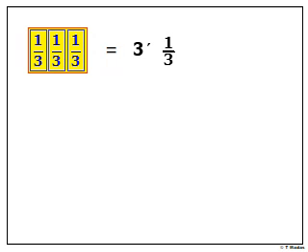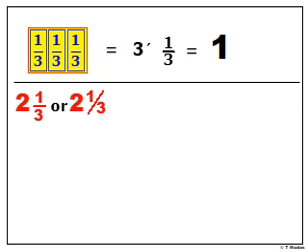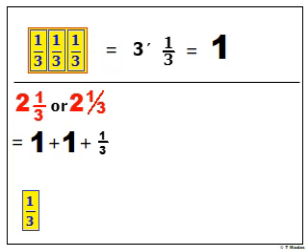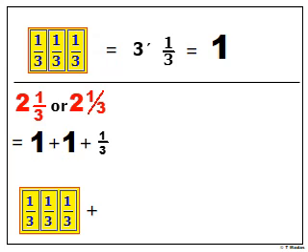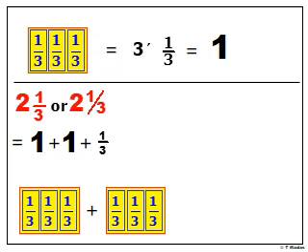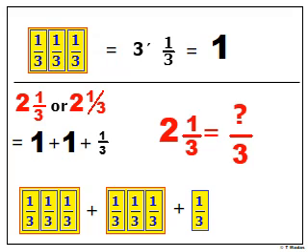Look here, we have 1 over 3 plus 1 over 3 plus 1 over 3. It's 3 over 3, which is 1, right? So suppose you have 2 and 1 over 3. The two wholes is 1 plus 1, plus 1 over 3. And every one, we can write it as a box of 3/3. Another box, because we have another 1, plus 1 over 3. So try to add them all. 1, 2, 3, 4, 5, 6, 7. So it's 7 over 3.